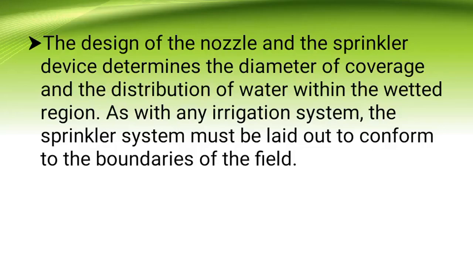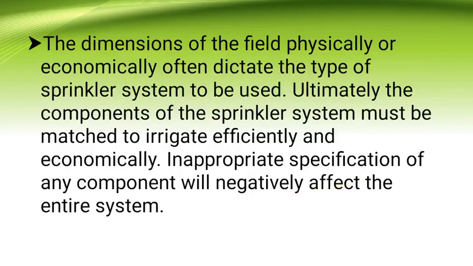As with any irrigation system, the sprinkler system must be laid out to conform to the boundaries of the field. The dimensions of the field physically or economically often dictate the type of sprinkler system to be used. Ultimately, the components of the sprinkler system must be matched to irrigate efficiently and economically. Inappropriate specification of any component will negatively affect the entire system.